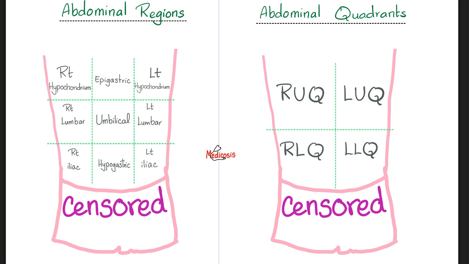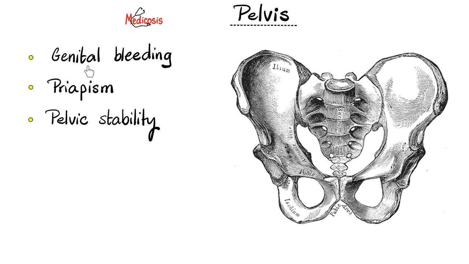Then examine the pelvis, including the genitalia. Why? Because there could be bleeding there. This can happen after trauma. Priapism is sustained erection of the male organ that is not going away anytime soon. This can lead to necrosis or death of the male organ. That's an emergency. Make sure that the patient's pelvis is stable.